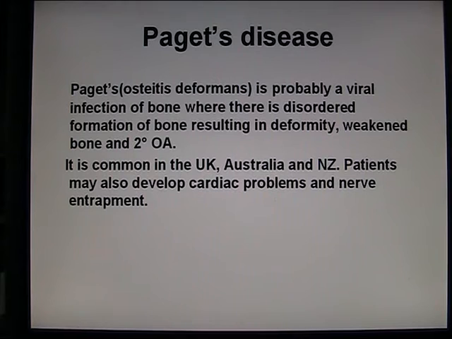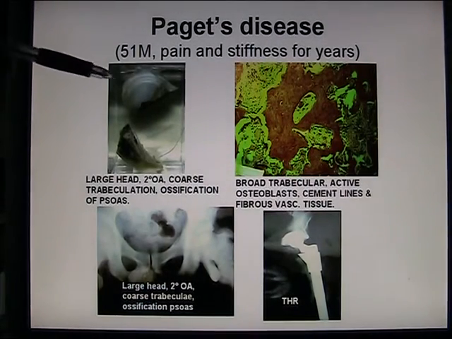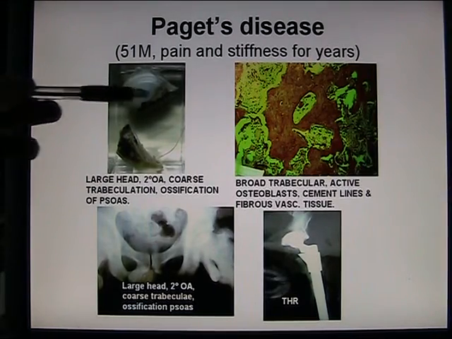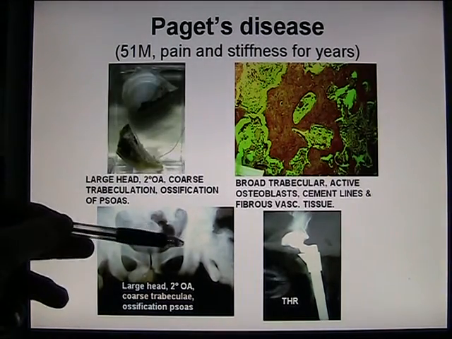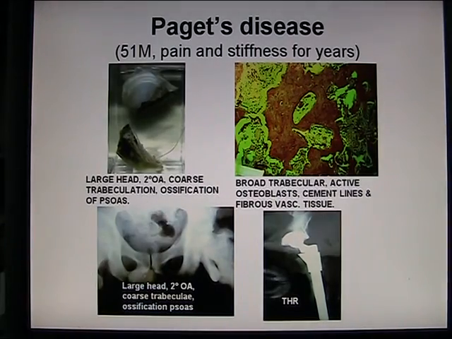Paget's disease, a viral infection of the bone where it becomes disorganized, thickened, deformed, and may cause OA, common in the UK, Australia, and New Zealand. It can also cause cardiac and nerve problems. A large deformed femoral head, secondary OA, immature woven bone, advanced OA requiring hip replacement.